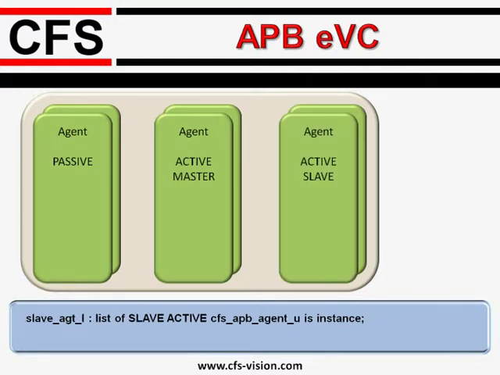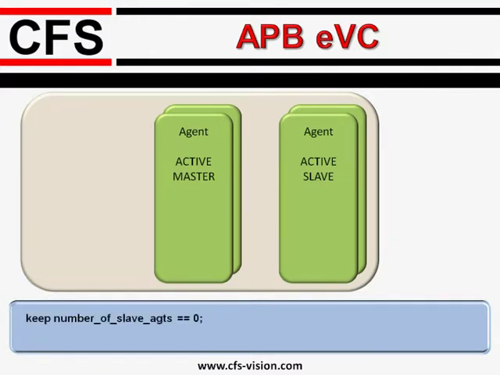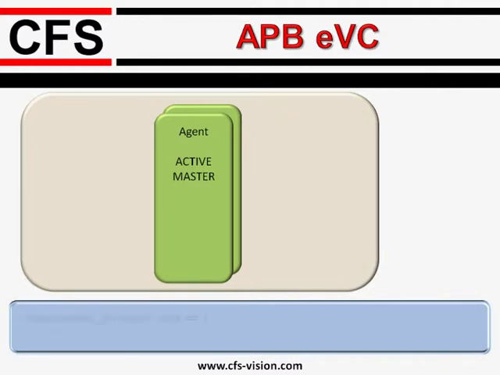Let's say that one wants an APB environment with only one active master agent. For this, the number of passive agents must be constrained to 0. The same constraint has to be applied to the number of active slave agents. Finally, the number of active master agents must be constrained to 1.